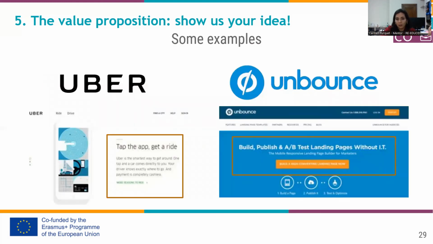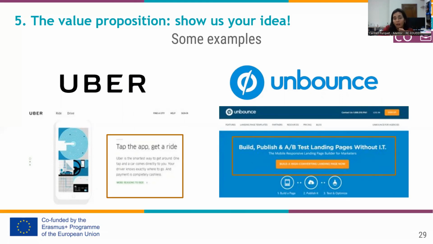So here you have some examples that could help you and inspire you in the definition of your value proposition. You can see here that Uber says, tap the app, get a ride. And it explains why Uber is the smartest way to get around. One tap and a car comes directly to you. So here you can see that Uber is telling you why you should choose Uber instead of a taxi, for example, or instead of Cabify, which is another service, or any other similar operator. So this is how Uber presents their value proposition.